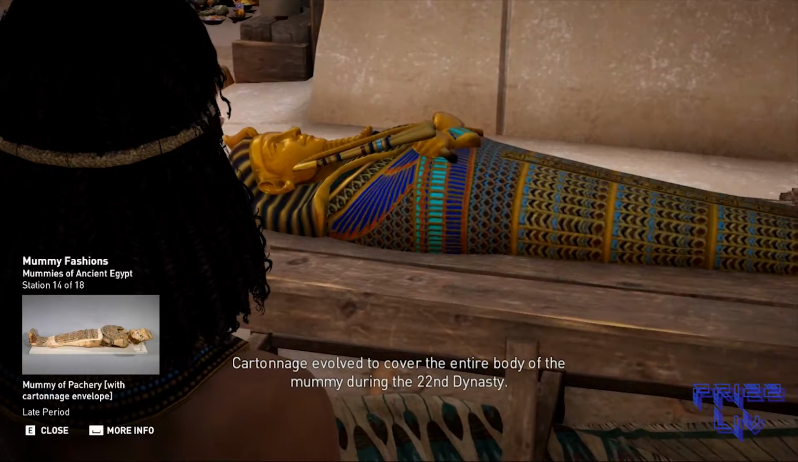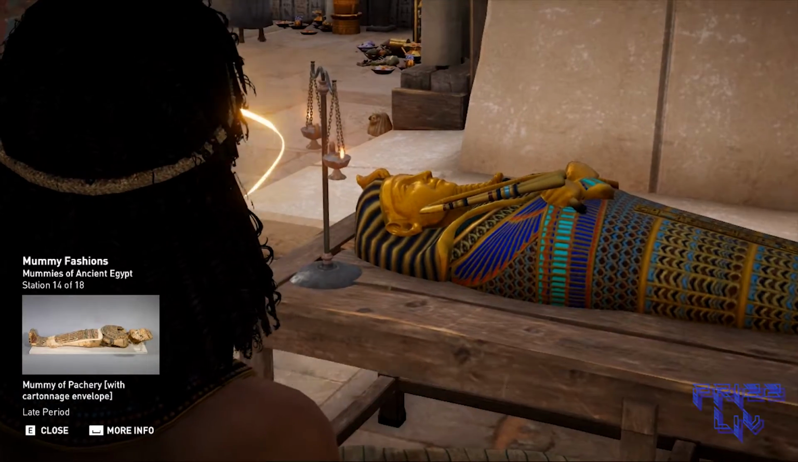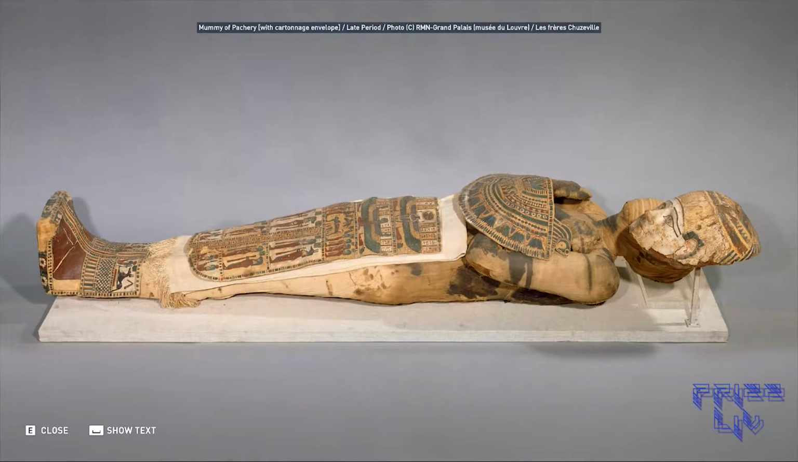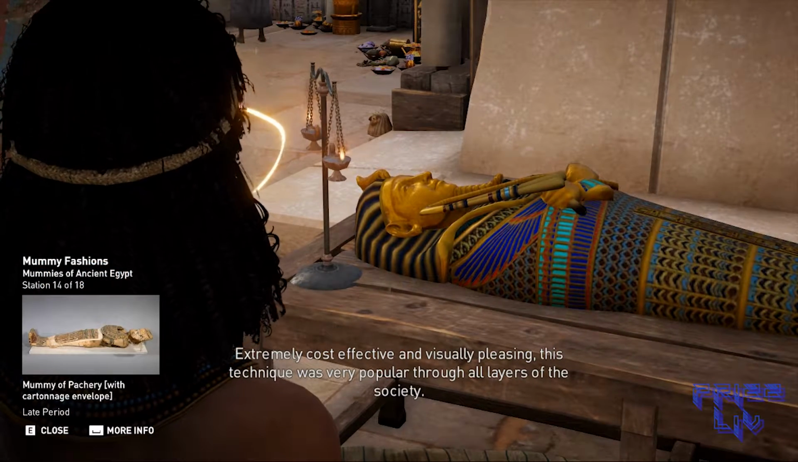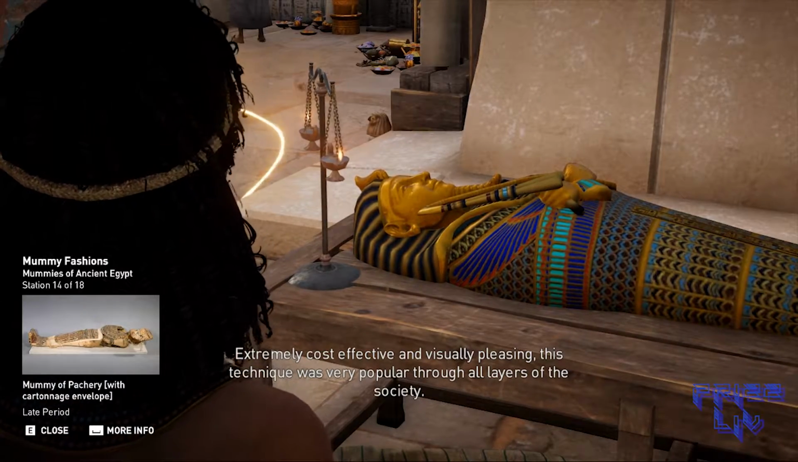Cartonnage evolved to cover the entire body of the mummy during the 22nd dynasty. The mummies were placed on a board inside a rigid envelope of cartonnage, which was laced at the back with a string. Extremely cost-effective and visually pleasing, this technique was very popular through all layers of the society.